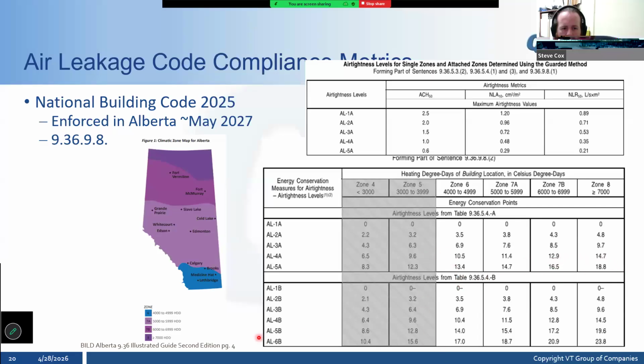If you get an attached product that you can do in a non-guarded method, then in northern parts of the province, now we're into tier 3, right? If we get to the 0.6 ACH. So that's kind of why it's important to know where the air leakage are, what the air leakage rate is, that kind of thing there.